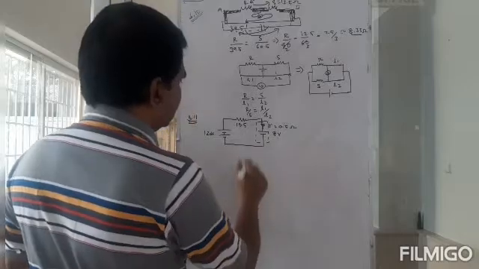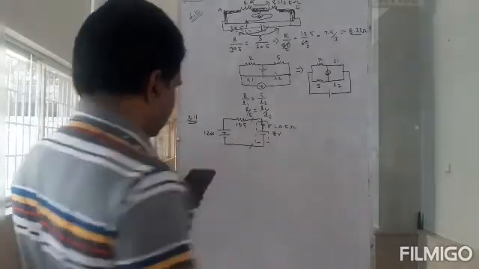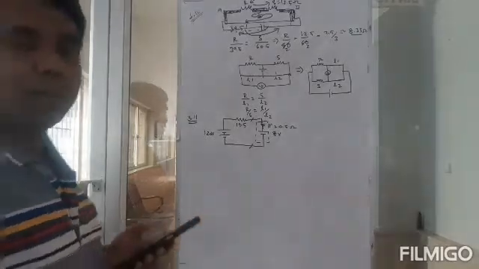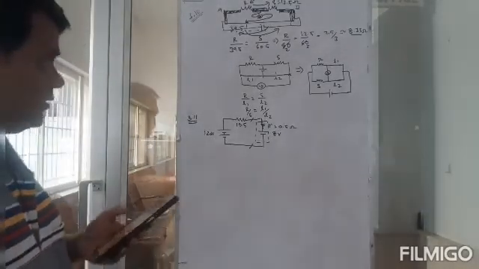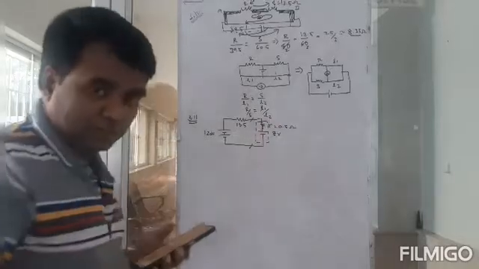Okay. Now they want you to find the terminal voltage. That is the voltage between the terminals of the battery. That's easy. Okay, how do you do it? I can use Kirchhoff's laws.